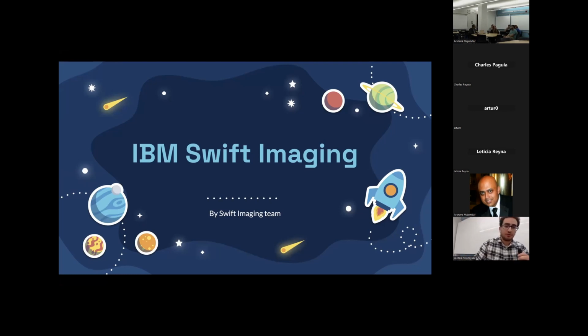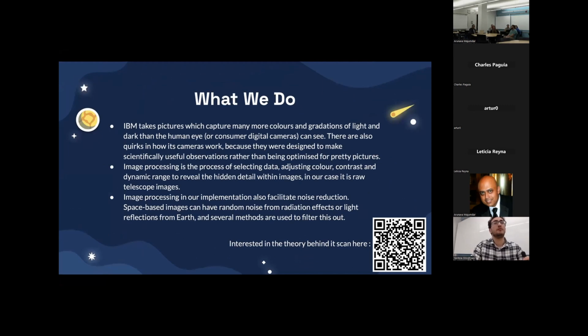All right. So we're the IBM Swift Imaging team, and we're responsible for taking the images that are taken by the telescope and then processing them into a final product. Since they're the raw images themselves, they don't have the best resolution, but we take a lot of images, and by combining them and processing them, we can bring out the features that we can see in professional images.